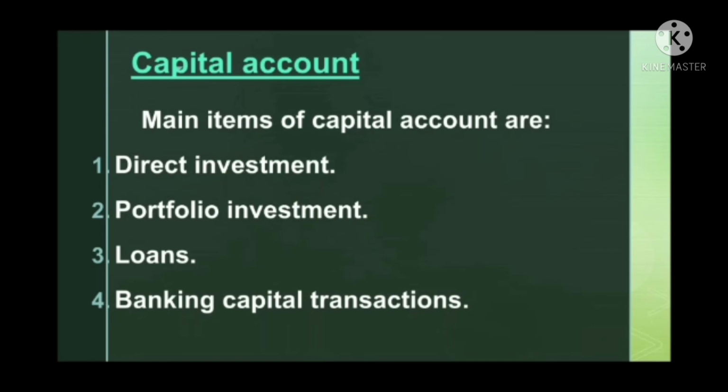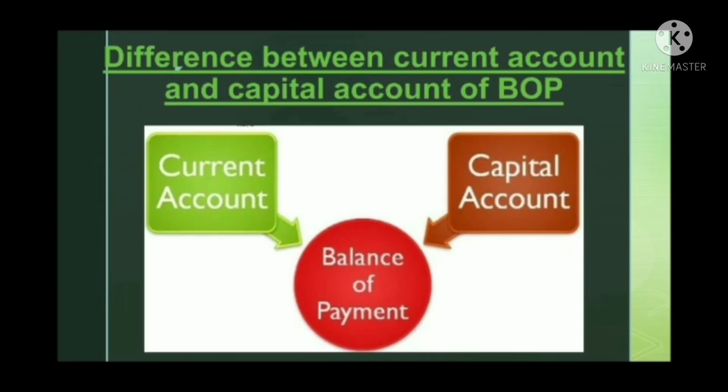Point number 3, loans. It includes commercial borrowing and external assistance. Commercial borrowing includes borrowing by a country from the international money market. This borrowing takes place at market rate of interest. On the other hand, external assistance refers to the concessional borrowing by a country. Point number 4 is banking capital transactions. This refers to transactions of external financial assets and liabilities of commercial banks and cooperative banks operating as dealers in foreign exchange.